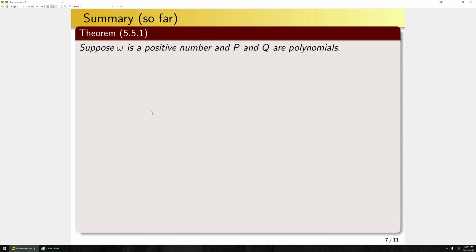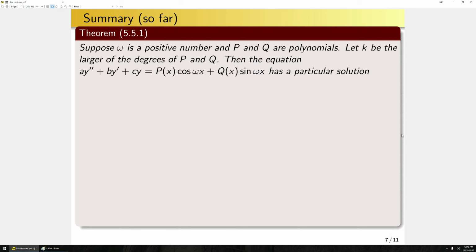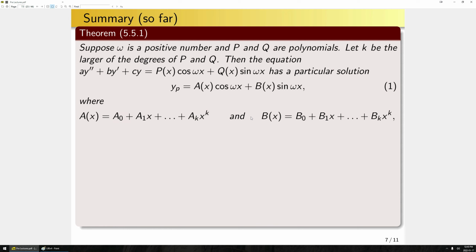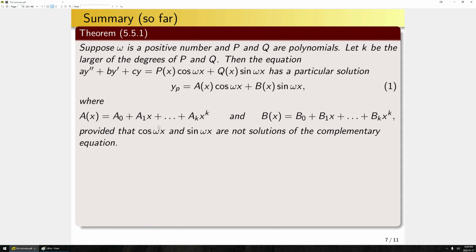Okay, so let's talk about a summary of what we have so far in the form of a theorem. Suppose omega is a positive number, and it could be negative, it doesn't have to be positive, but it's traditional to do this, and let p and q just be some polynomials. And further, we're going to let k be the larger of the degrees of p and q. Then this equation here has a particular solution given by this expression of this form, where these polynomials are standard polynomials with these constant terms here, provided that the sine terms and cosine terms are not solutions to the complementary equation.